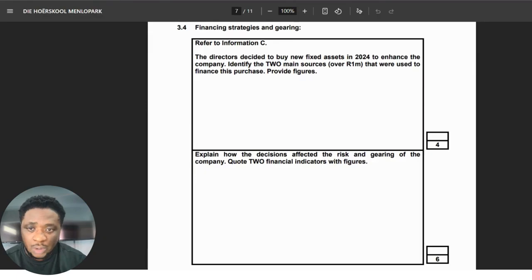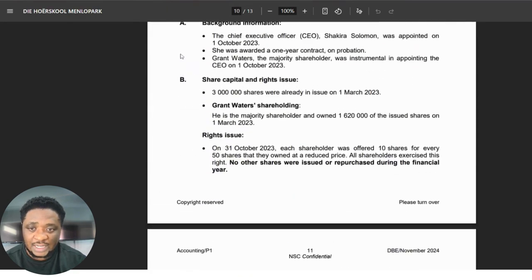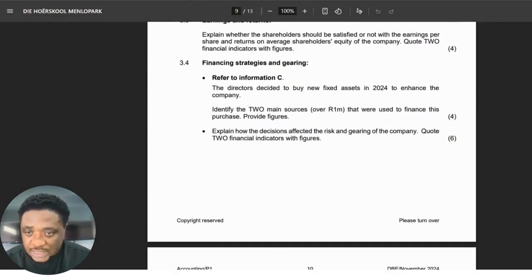3.4 is quite a big one, as you can see that it's a two-part question. There's 4 marks and there's 6 marks. So we need to make sure that we try and nail this one. So let's have a look then. What does it say? It says the financing strategies and gearing. So refer to information C. So we're going to go into C.